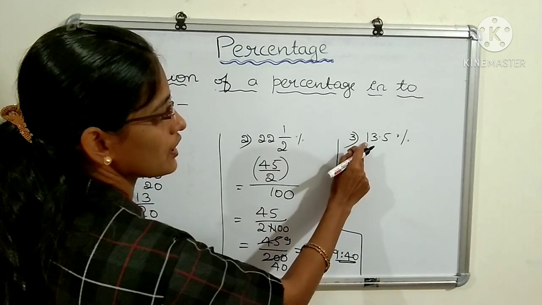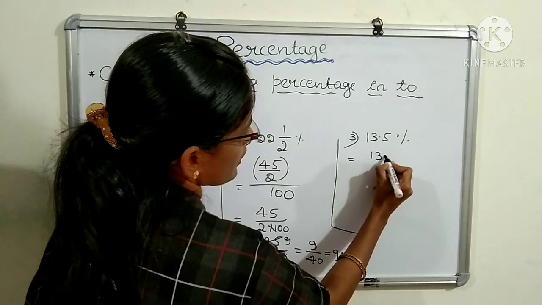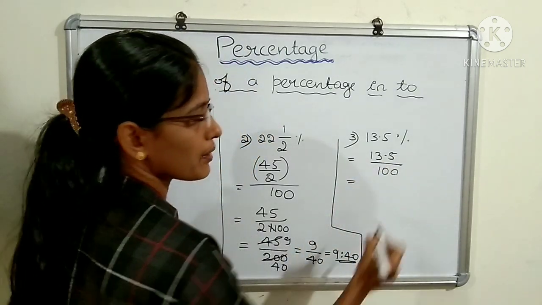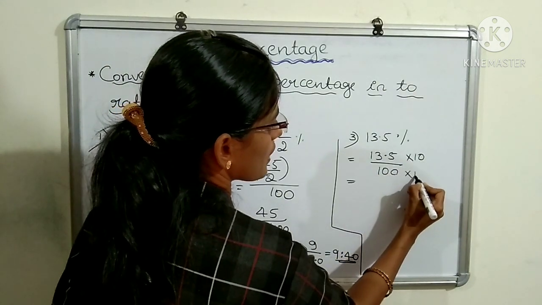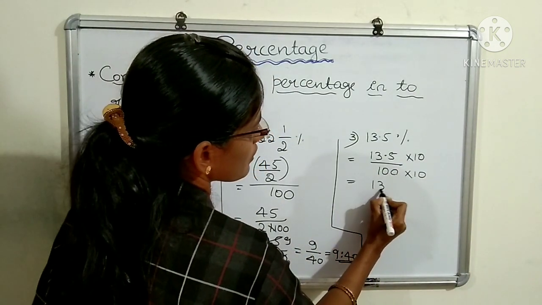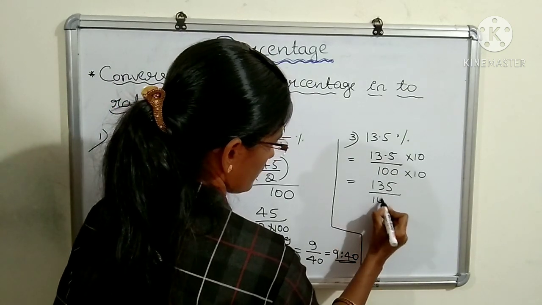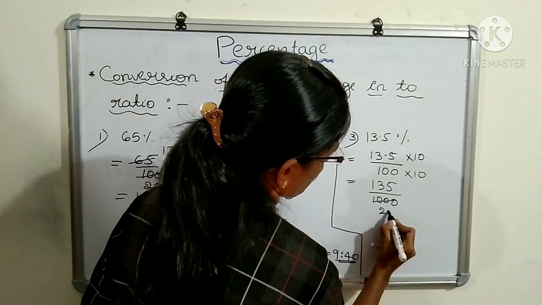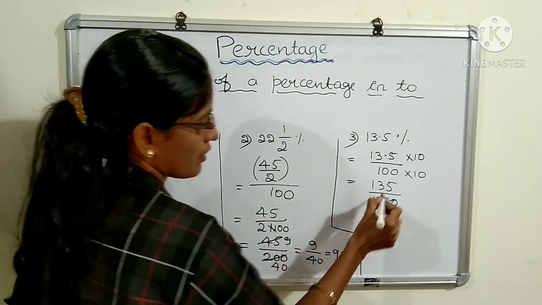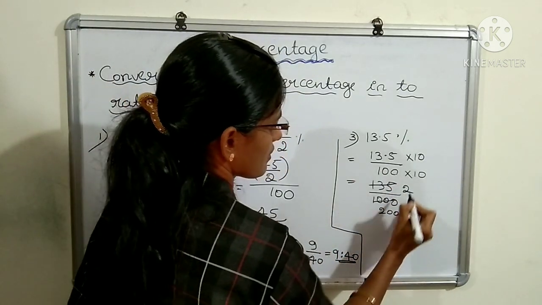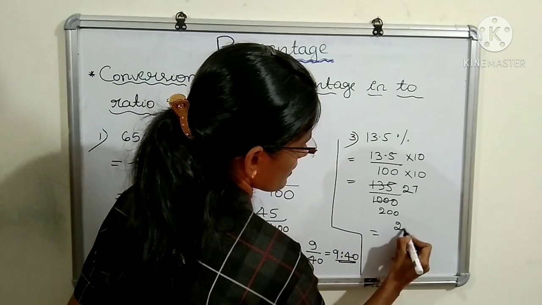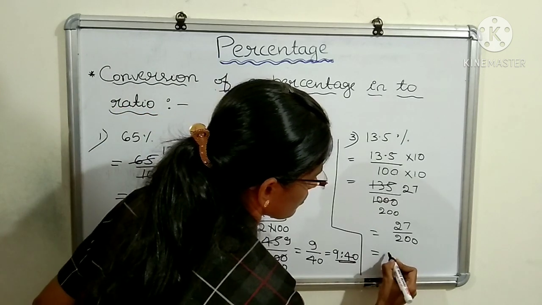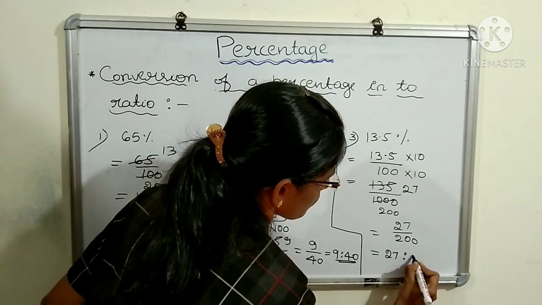Next, third one, 13.5. 13.5 divided by 100. Now we must remove this point by multiplying 10 for both numerator and denominator. Here 135 by 1000. Simplify. Here 5 27s are 135, 5 200s are 1000. 27 by 200 is the simplest form of fraction. Answer: 27 is to 200.